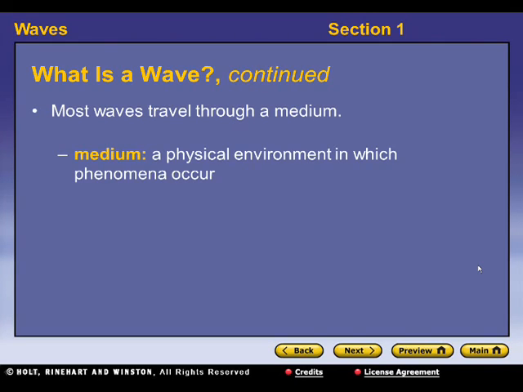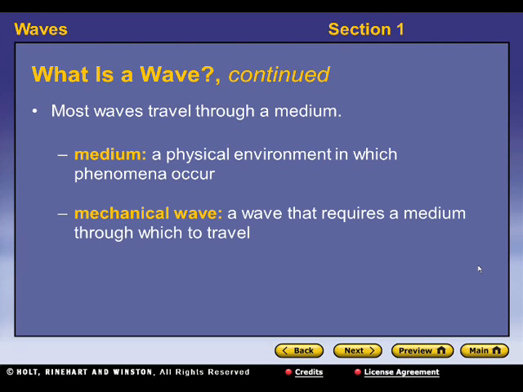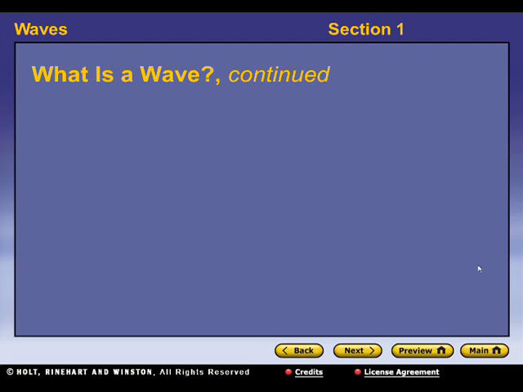So most waves do travel through a medium, being a physical environment in which phenomena occur. Basically, a medium is any kind of material, any kind of matter. Most waves will travel through some type of matter. Mechanical waves are waves that require a medium. They require some kind of matter through which to travel. Examples of that are sound waves and water waves.